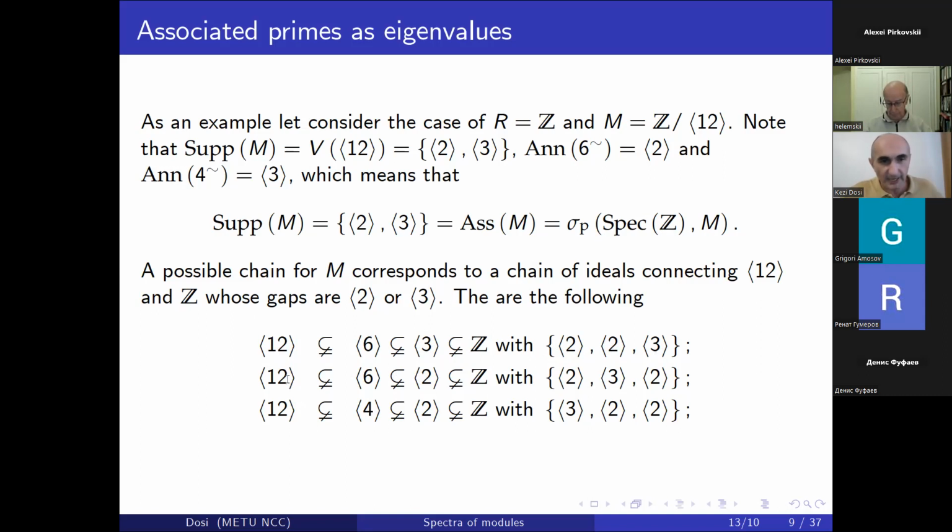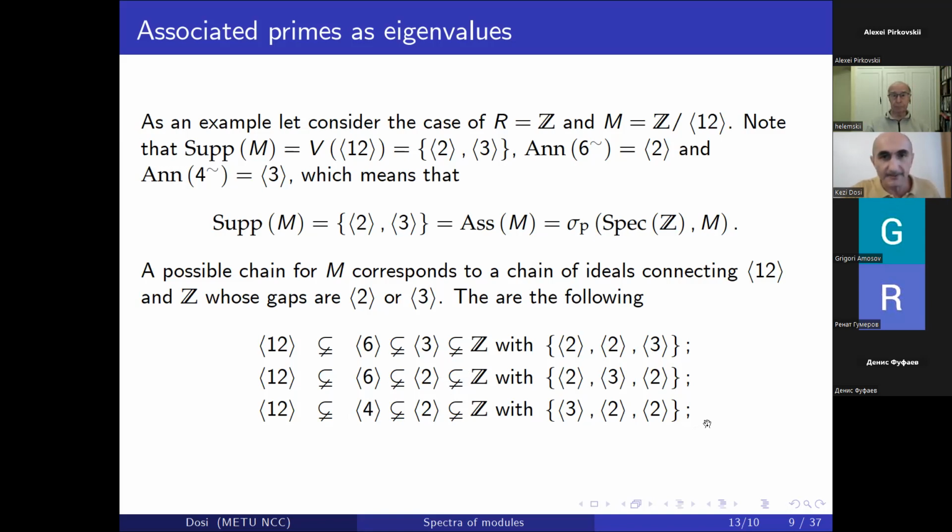Well, the next possible chain, 12, 6, 2, Z. If you look at the gaps again, 6 over 12, 2 over 6, Z over 2, you're going to have 2, 3, 2. Another chain, 12, 4, 2. Again, if you look at these gaps, you can have 3, 2, 2. Look, it's not a big deal. So it's about finding these chains and calculating the gaps.